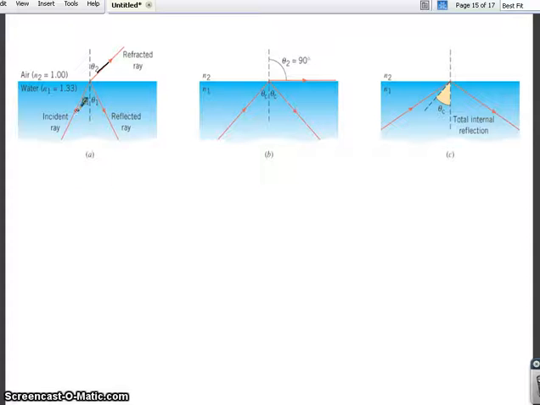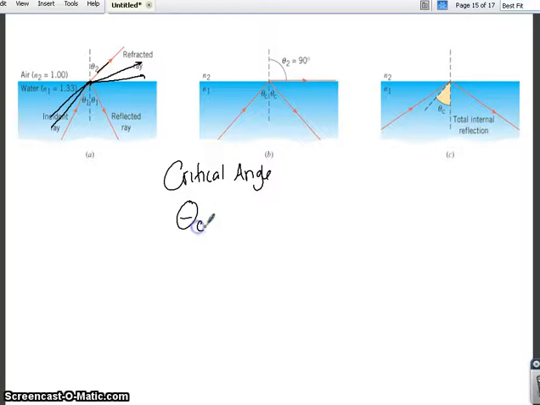Well, what if I change the angle of this to that? As you can see, the refracted ray is going to keep bending away from normal. And if I keep moving this angle out, it's going to keep on getting closer and closer to the actual medium. And so as you can see here in picture B, we have something called a critical angle. A critical angle. And we define that as angle C, okay?